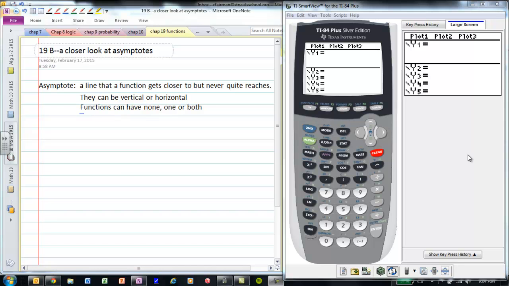Okay, today we are looking at Chapter 19, Section B, and we're going to take a closer look at asymptotes. So you're going to want your calculator. First, just as a definition, remember an asymptote is a line that a function gets closer to but never quite reaches. And asymptotes can be vertical or horizontal, and functions can have no asymptotes, one asymptote, or both vertical and horizontal asymptotes. So we're going to start by looking more specifically at horizontal asymptotes.